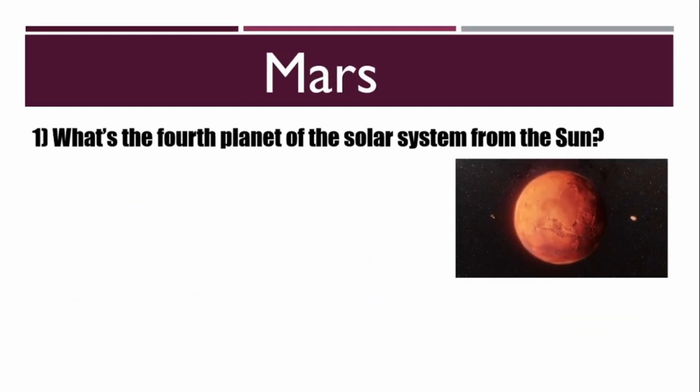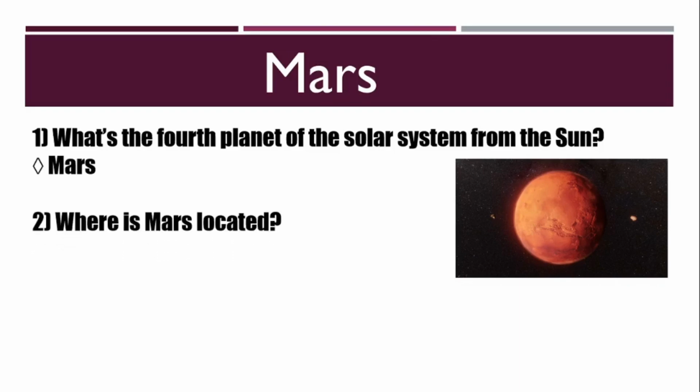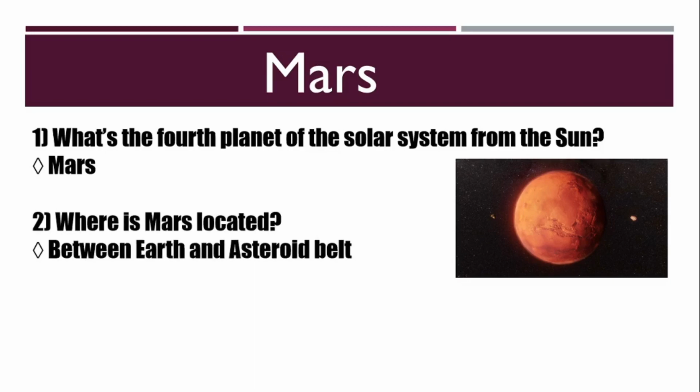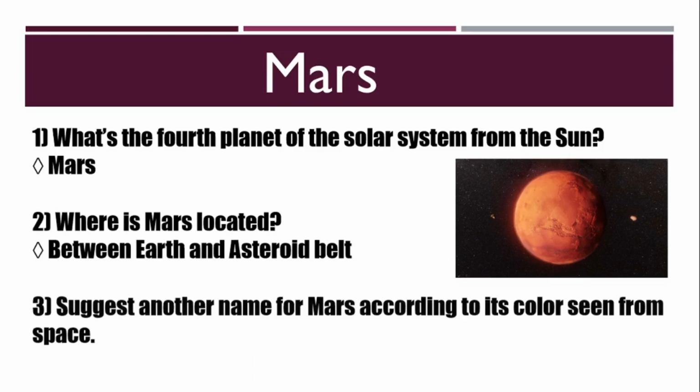Mars. What is the fourth planet of the solar system from the Sun? Mars. Where is Mars located? Between Earth and asteroid belt. Suggest another name for Mars according to its color, seen from space. Red planet.